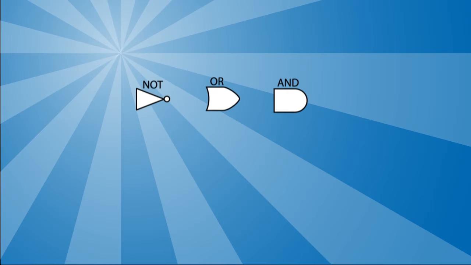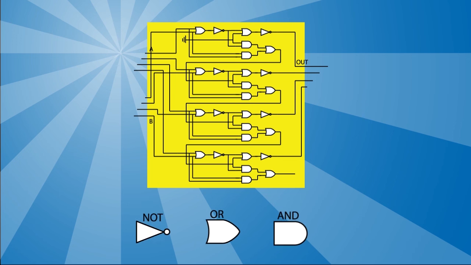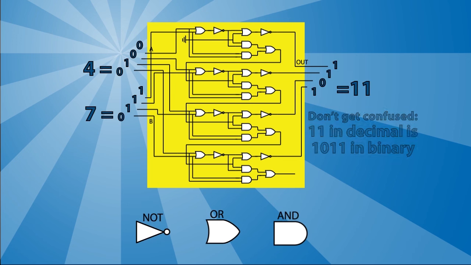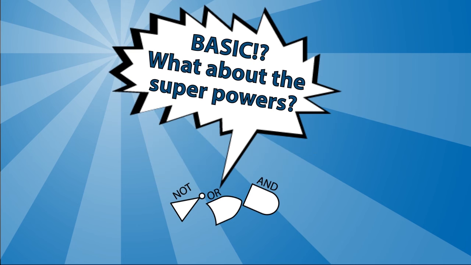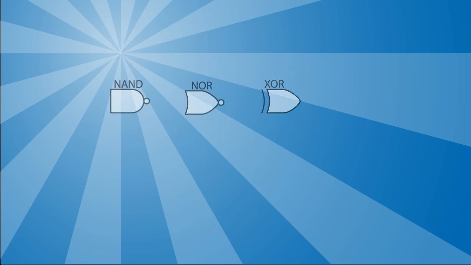Now, with these gates, an engineer can design very complicated behaviors, like taking as input two binary numbers and outputting their added value. However, while these three are the basic logic gates, we have a few more gates and their symbols that we can use.